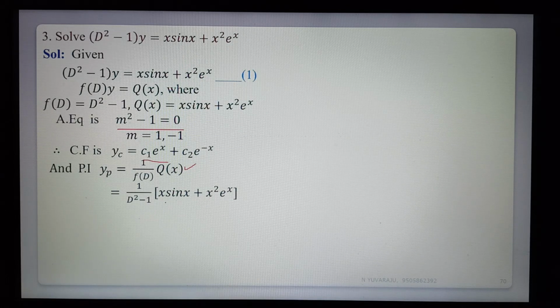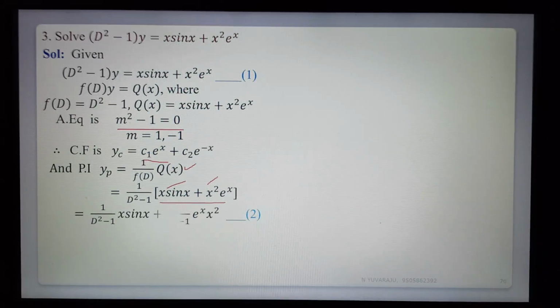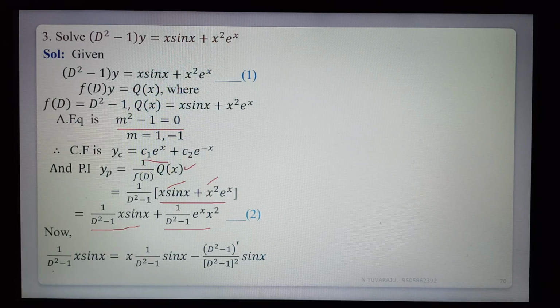the sum of two functions here. So this is a separate case. So 1/(D² − 1) x sin x + 1/(D² − 1) e^x x². Now finding both values separately. First one, 1/(D² − 1) x sin x, which form? x·V form. V = sin x here. So x·1/(D² − 1) sin x minus f'(D), that is (D² − 1)', over [f(D)]², (D² − 1)² sin x.